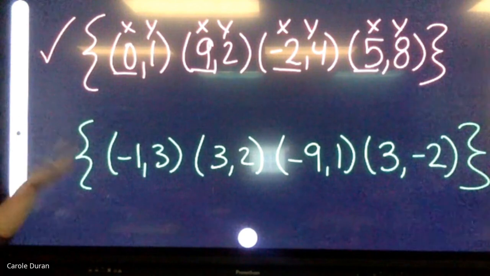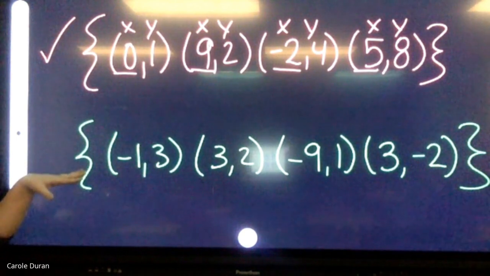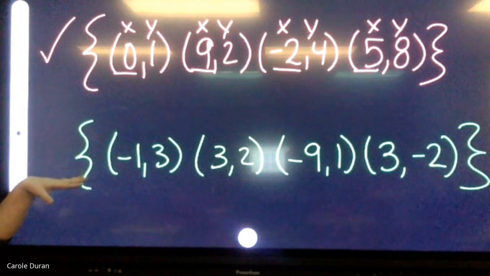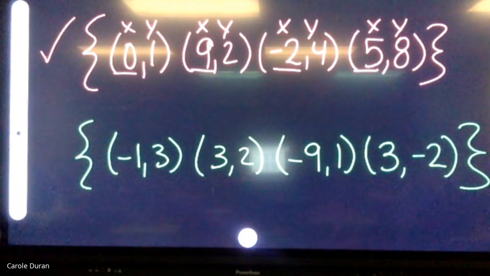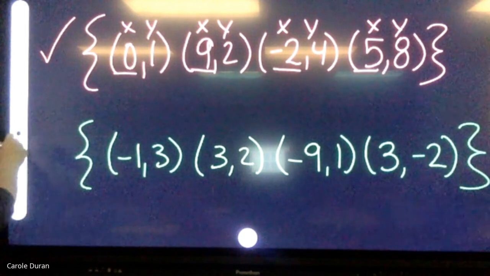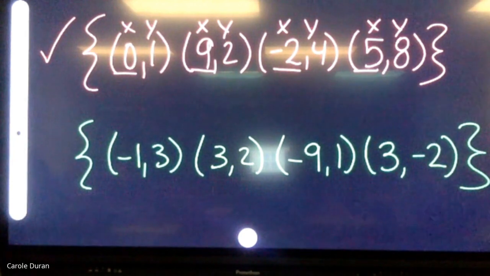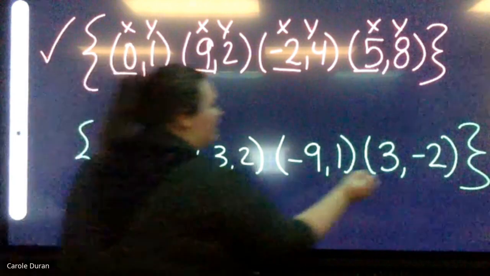What about this second one? So this green one right here. Hold on. Raise your hand if you think you know. And then I'll look for reasoning. Hannah. How did you know it's not a function? What was your red flag here? Okay, I have a 3 as an x value twice.